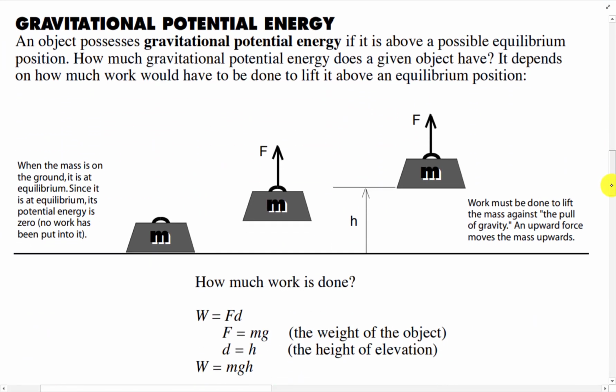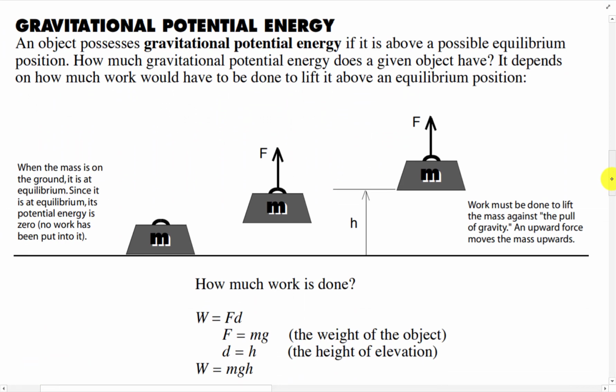So we're going to focus only on gravitational potential energy. An object possesses gravitational potential energy if it is above a possible equilibrium position. How much gravitational potential energy does an object have? It depends on how much work would have been done to lift it above an equilibrium position. So it's sitting on the ground here, it's in equilibrium, we'd have to lift it up. So that was the distance up, and we'd have to lift it with a force.